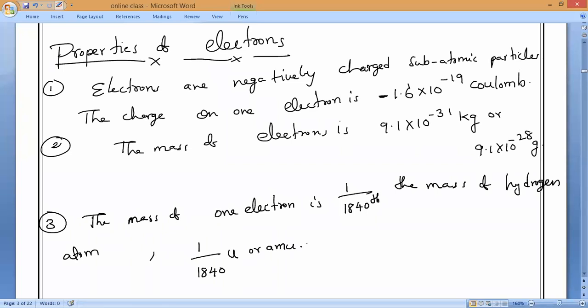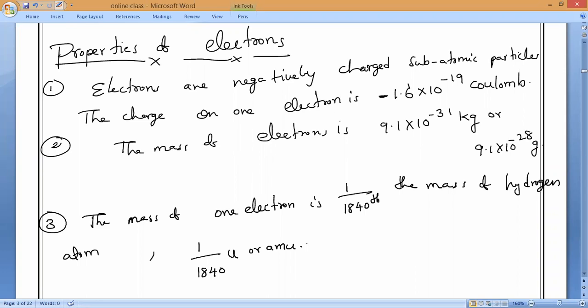What do you mean by U or AMU? Last chapter you studied, correct? AMU means atomic mass unit. U means unified mass. Both are the same only.